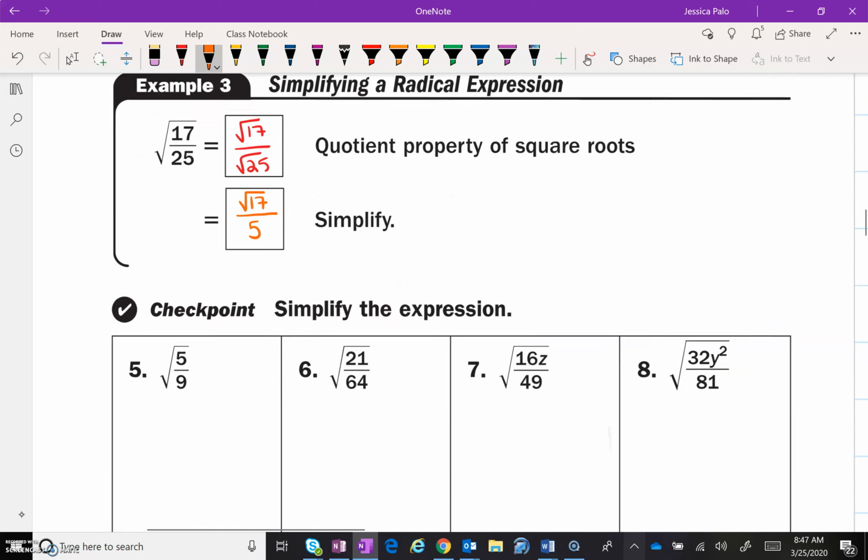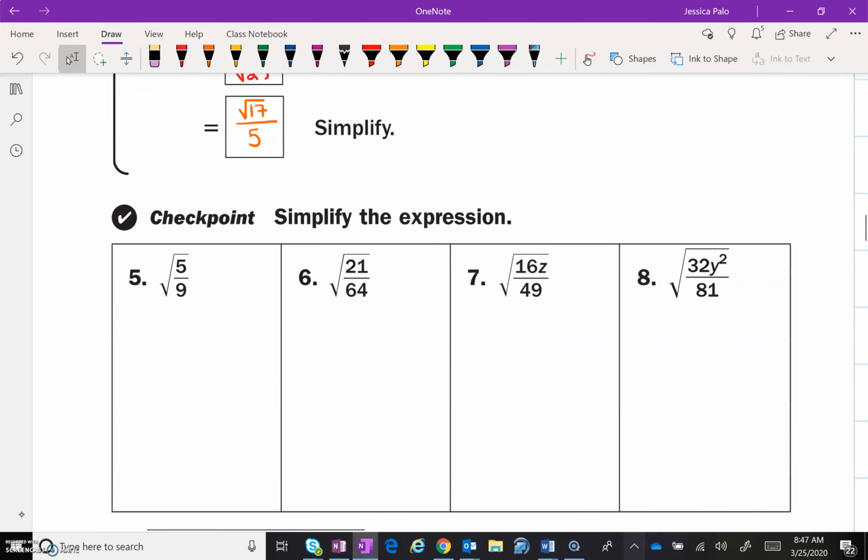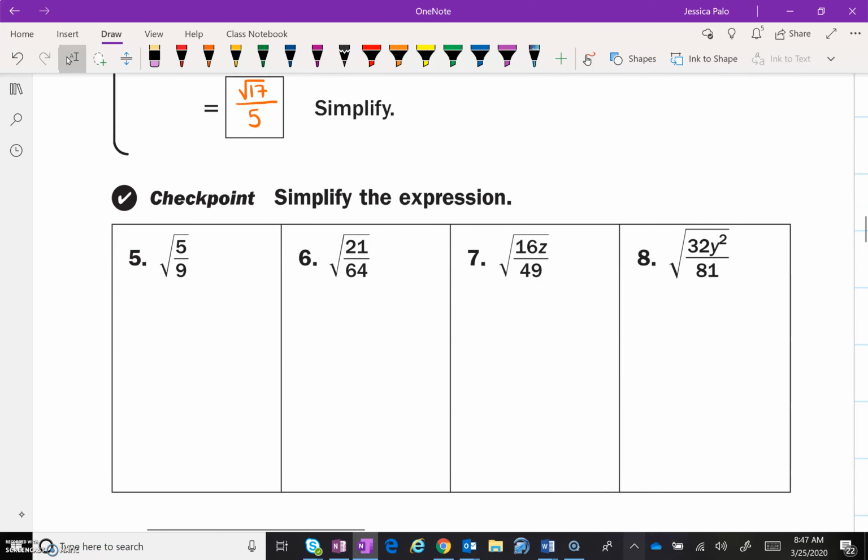Let's go down to these checkpoints. Now let's see. The numerator, number 5, is in simplest form. It's prime. You can't do anything with it. Number 6, the numerator can be simplified. Number 7, the numerator can be simplified. And number 8, the numerator can be simplified. So I am going to do an example. I'll use number 8 as my example, and then you are going to do the rest of the checkpoints on your own.